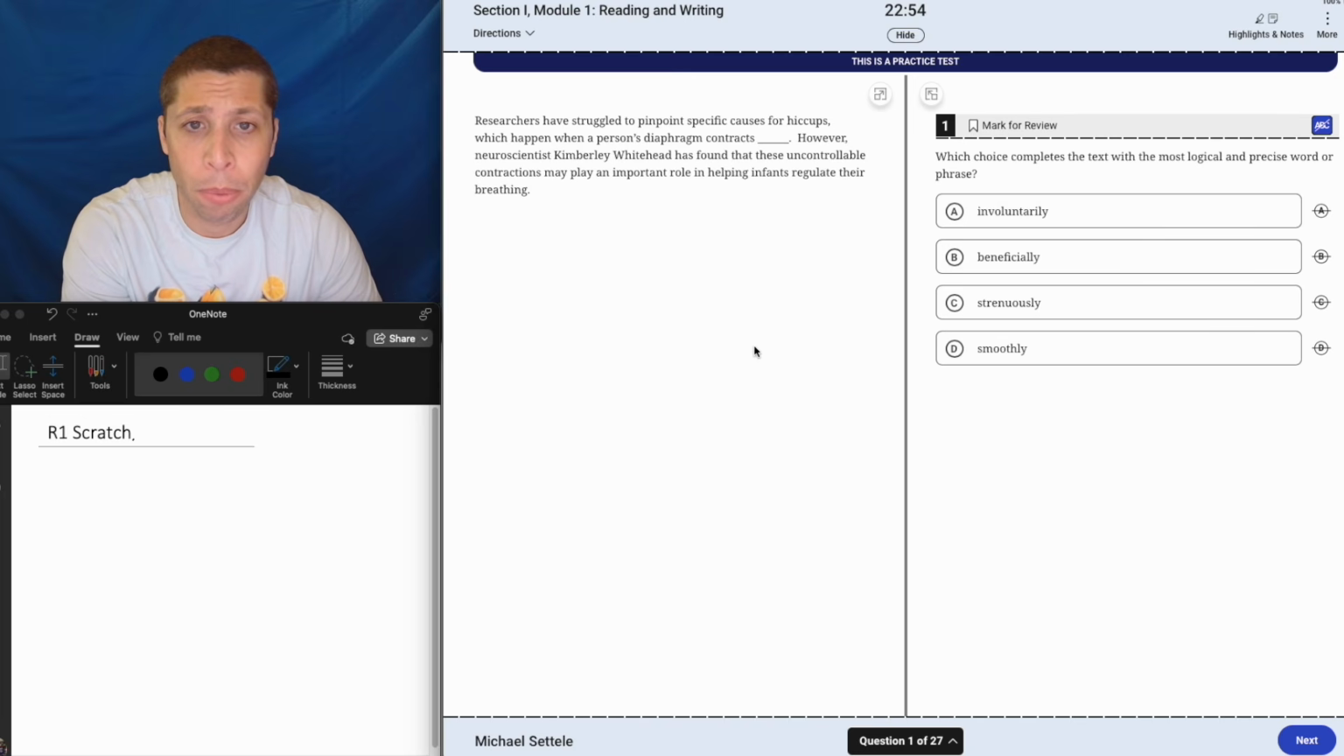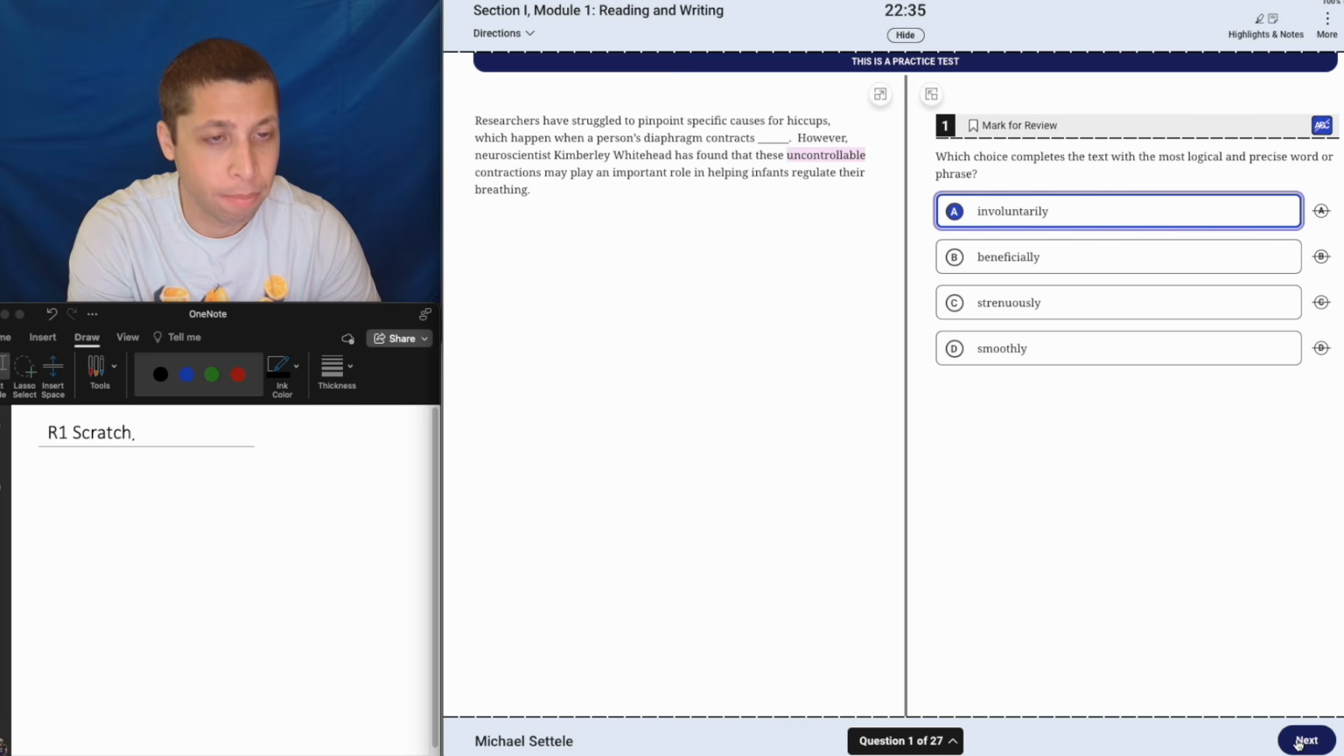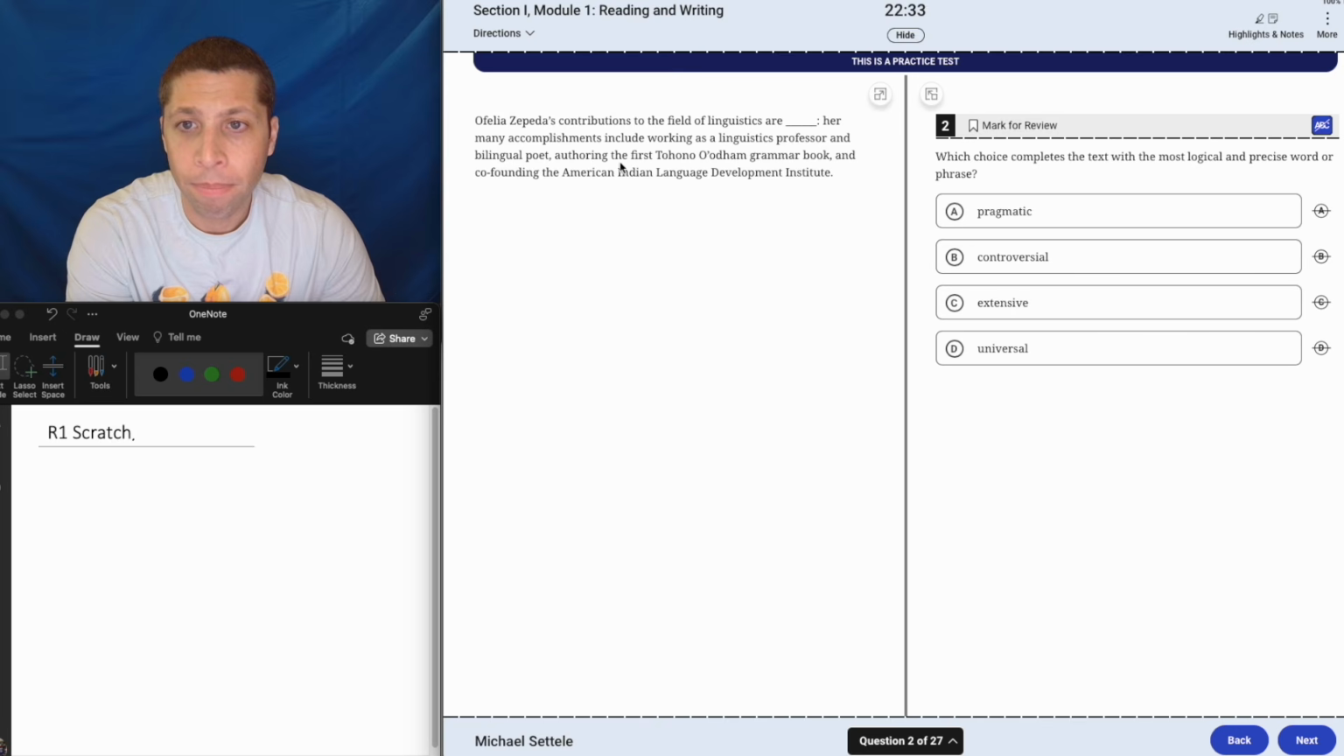Researchers have struggled to pinpoint specific causes for hiccups, which happen when a person's diaphragm contracts. However, neuroscientist whatever has found that these uncontrollable contractions may play an important role. So I've seen this question before. Which happen when a person's diaphragm contracts uncontrollably. Involuntarily means that. Yeah. I've seen this one too. These names, you recognize the names more than anything, even though I don't bother pronouncing them.